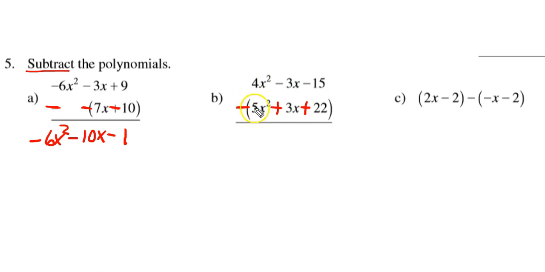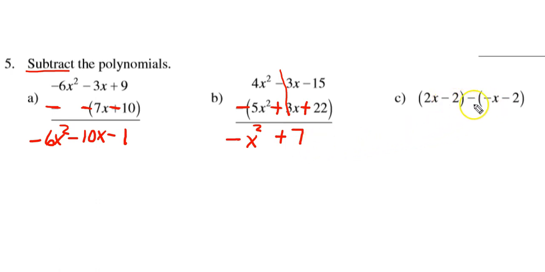So for this first column, we have a negative 5 and a 4, which leaves us with a negative 1 that we don't write, x squared. Now, this is a negative 3x and a positive 3x. These just cancel out. We don't write the 0. And here we have a negative 15 and a positive 22 will leave us with a plus 7.